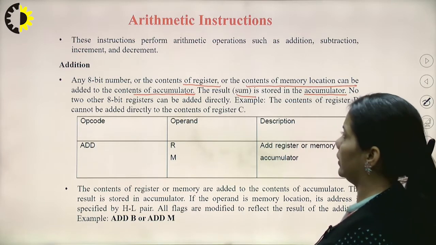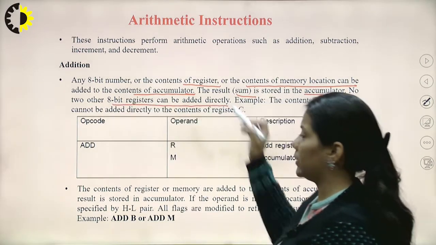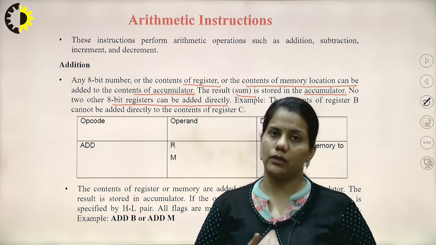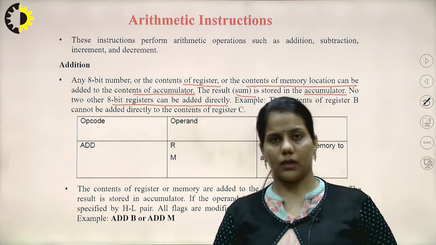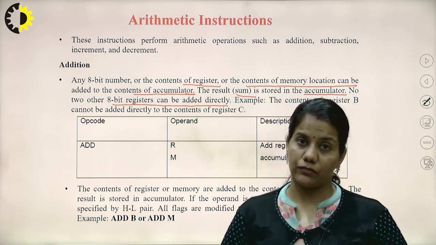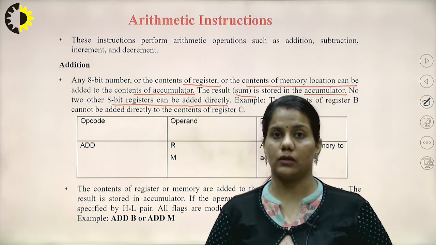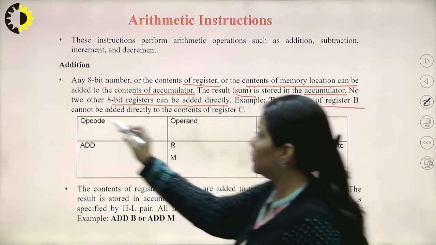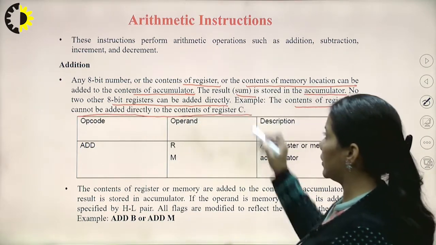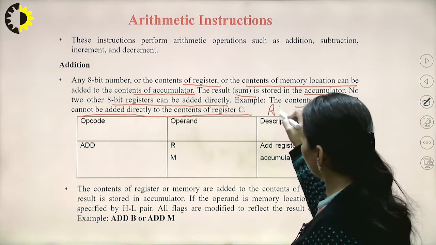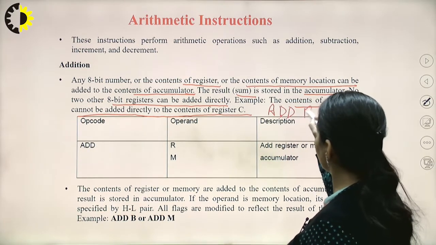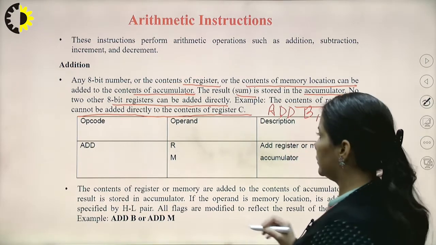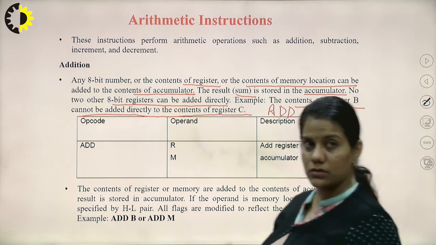No two other 8-bit registers can be added directly. Means one of the two operands will be the accumulator only. One can be any register, but no two different registers apart from the accumulator can be present. Example, the contents of register B cannot be added directly to the contents of register C. Means we cannot write this instruction. This is wrong.